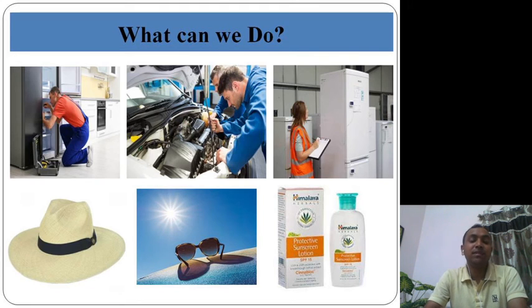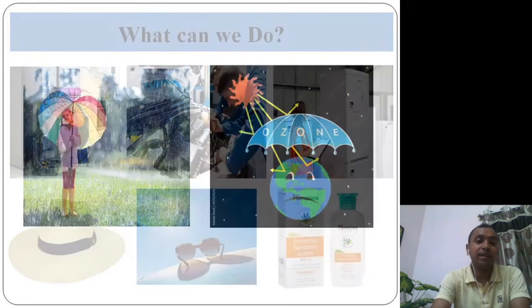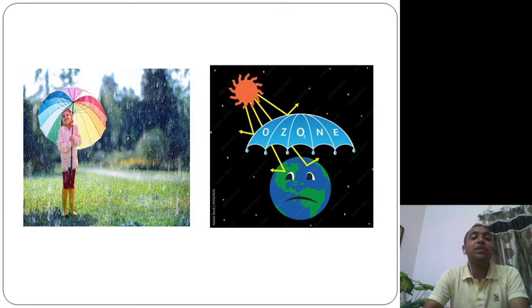Then you can use sunglasses, which also protect from harmful UV rays. Besides this, you see people applying sunscreen lotions. People have the brand name SPF and all those, so different sunscreen lotions can be applied. If I club everything together, the child is holding an umbrella, and the umbrella is protecting the child from the rain. Similarly, if we compare this umbrella with the ozone layer, that umbrella portrays the image of ozone, and that ozone protects the Earth's surface from the harmful ultraviolet radiation of the sun.